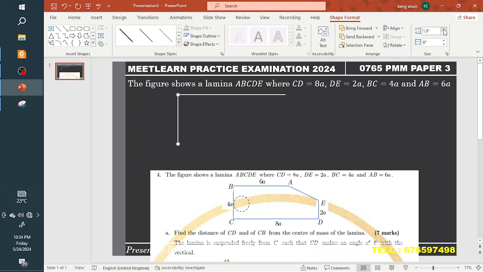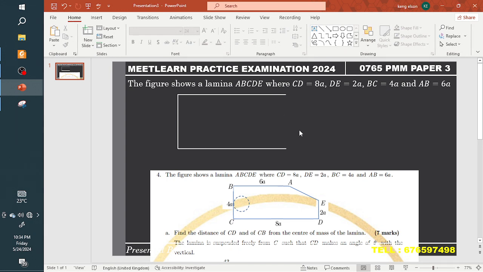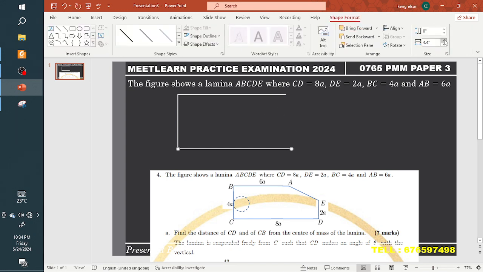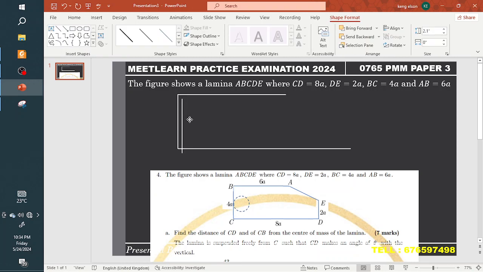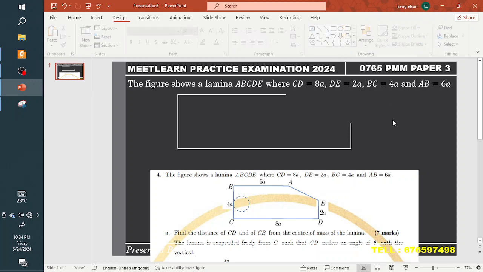Now next I copy this again and paste, then I put it down here. I'll need to increase this because the line below is longer than the line above. Then what do we do next? We copy this vertical line and paste, we bring it here, we place it like this, and then we decrease it to be like this. I can take it a little bit up and increase the length.